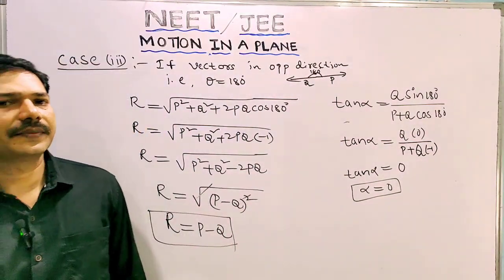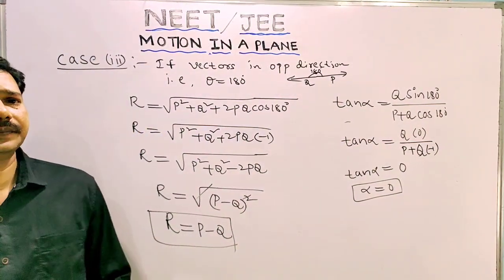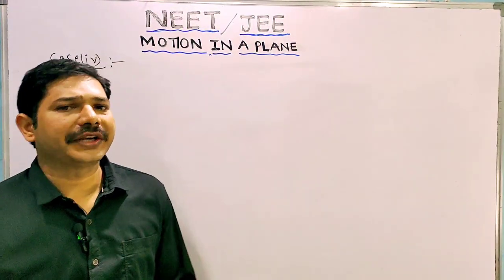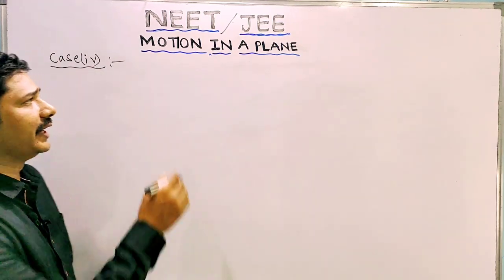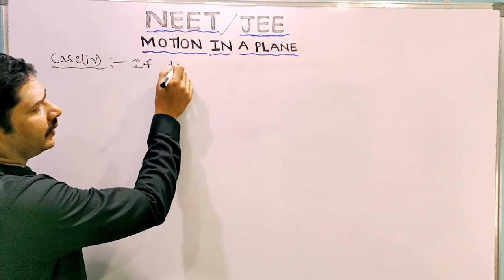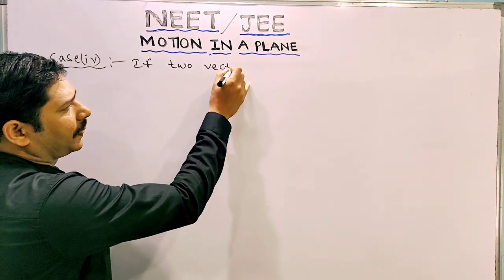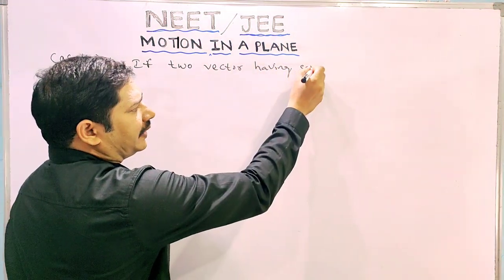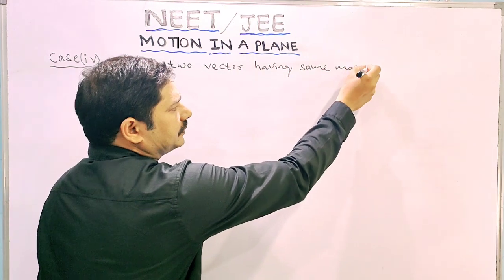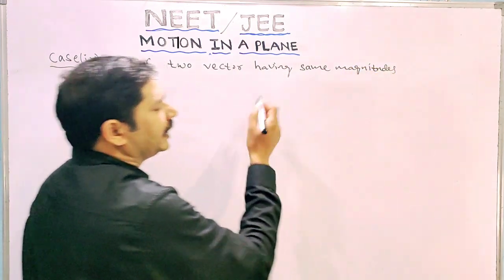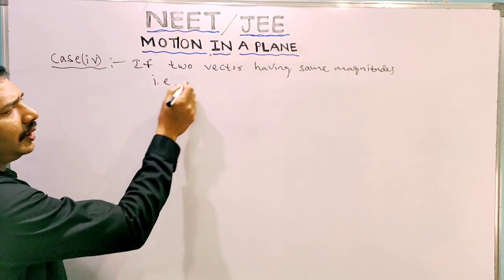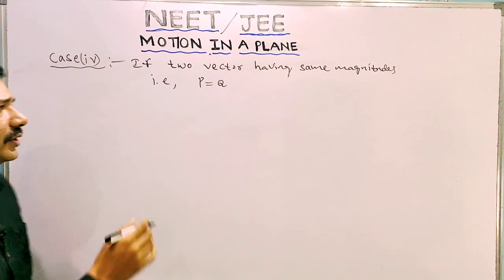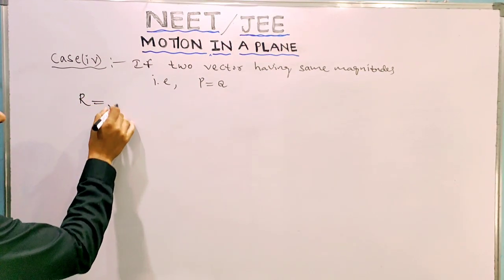Okay, next case. If we observe in case 4, if two vectors are having the same magnitude, what are the resultant and direction? If two vectors are having same magnitudes, the meaning is P equals Q. For direction and resultant also, we have to substitute. First, in the resultant, I am substituting.